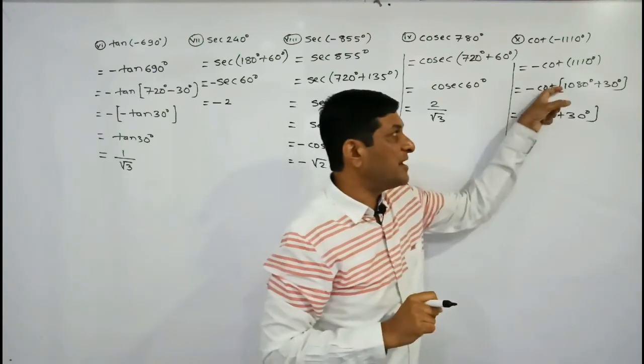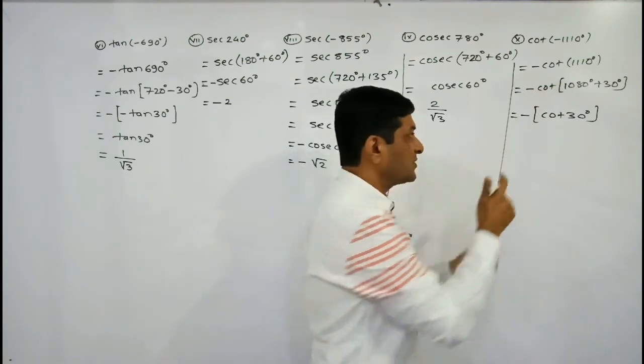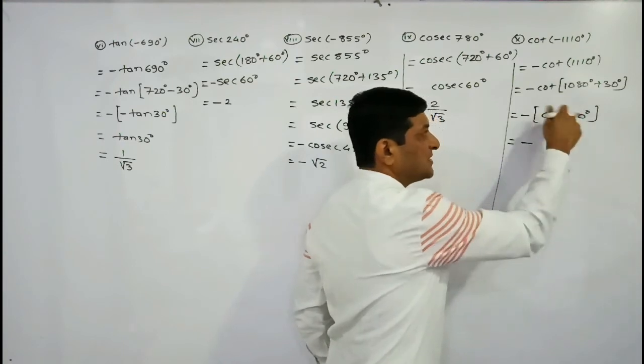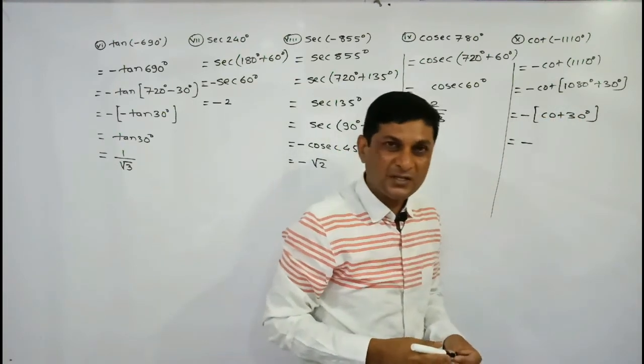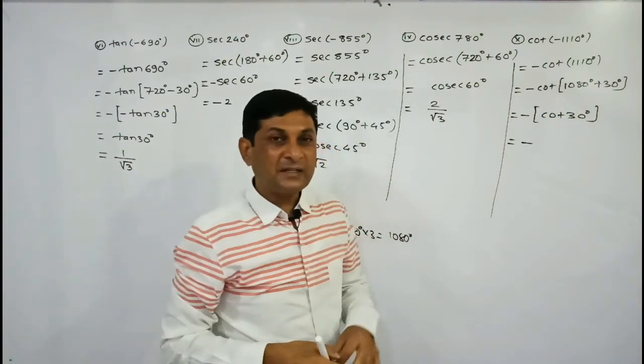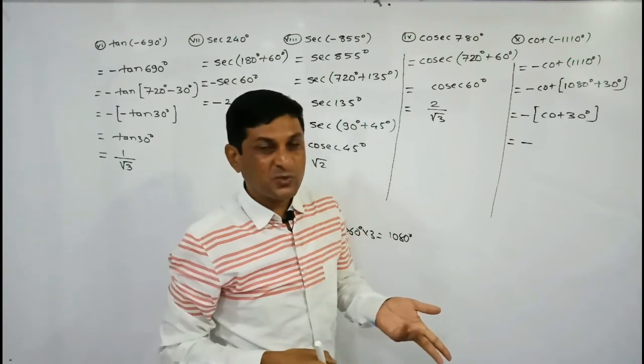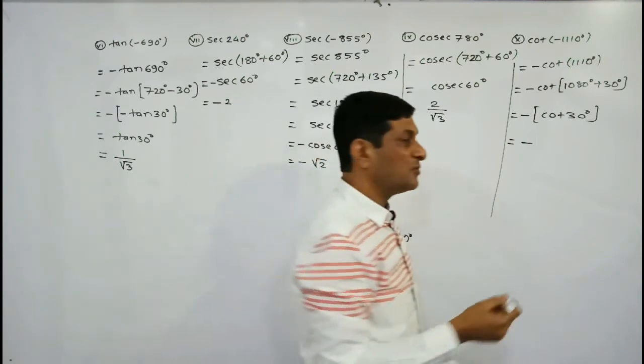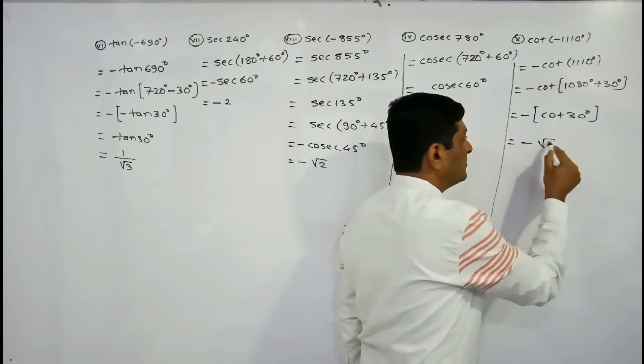So in the first quadrant value of cot will be positive, so which is equal to, keep this minus as it is. Now we are substituting the value of cot 30. We know that tan 30 is 1 by root 3, so cot will be its reciprocal. Root 3 by 1 means will be equal to root 3.